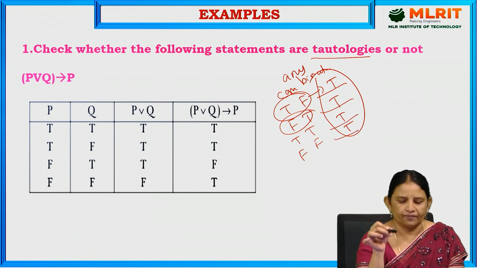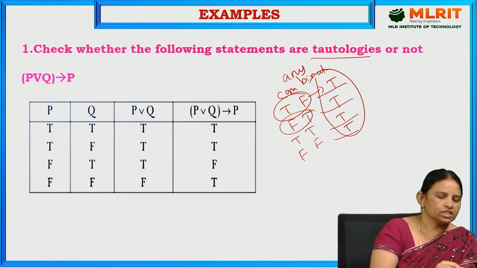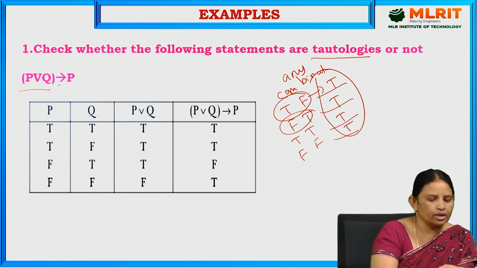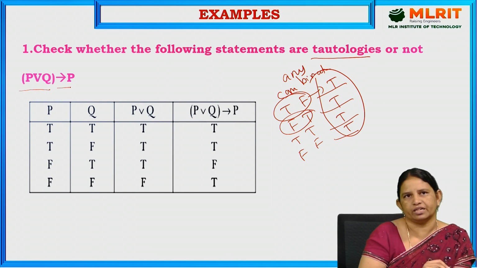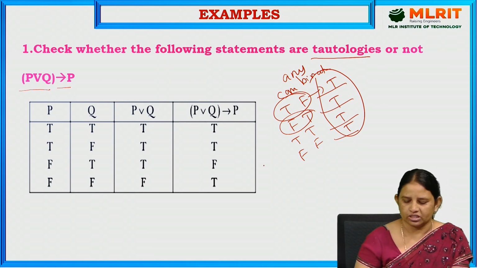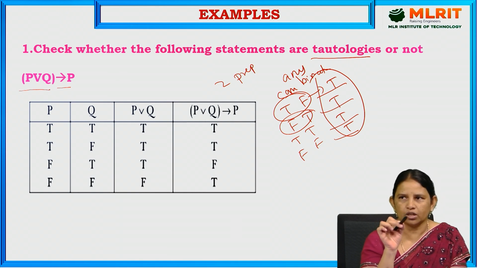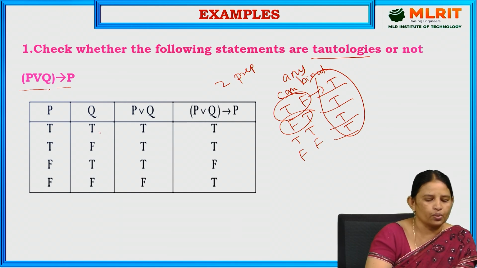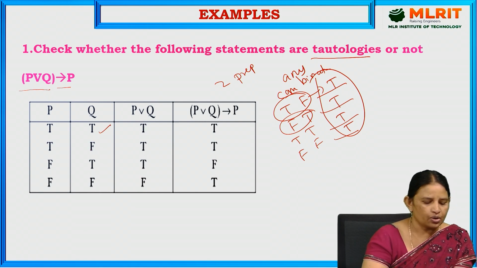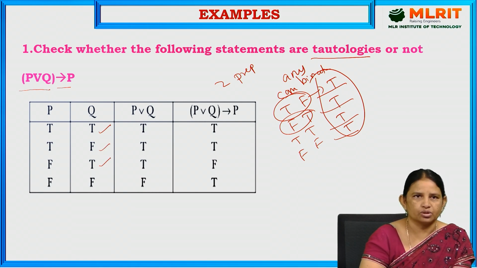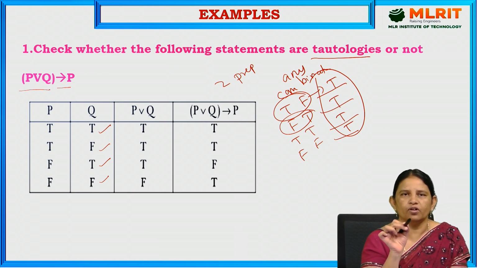Now we need to verify whether the given statement is a tautology or not. So what is the statement? P or Q implies P. That is the statement. There are two propositions. Then how many rows are present in the truth table? Four rows. What are those combinations? True, true is the first combination, then true, false, false, true, and false, false. The truth table consists of 4 rows.